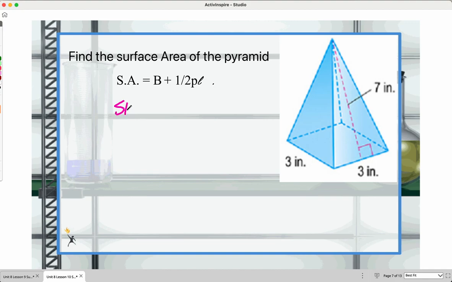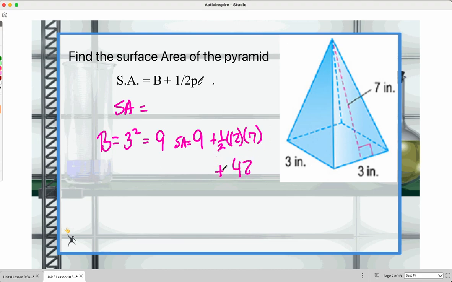Again, we've got our same surface area formula. Let's start with finding big B. Big B here is going to be 3 squared. It's a square, it's 3 and 3. So my big B in this case is 9. So now I've got 9 plus 1/2. My perimeter is 3 plus 3 plus 3 plus 3, so that's 12, times my slant length, which is 7. So I work my way across, do all my multiplication. First, half of 12 is 6. 6 times 7 is 42. Plus 9, I'm going to get 51 square inches as my surface area for this pyramid.